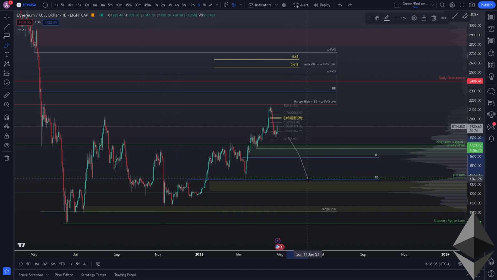Another theory is that we could see some sort of head and shoulders pattern before we retest the neckline and see a pushback up into the upper levels of the range. Overall, a lot of my higher time frame bias has not changed within the last week, and as always, as price action develops, I'll keep you guys updated every week on Ethereum.